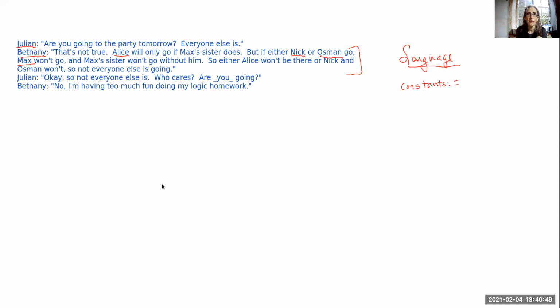Now, Julian and Bethany don't actually turn up in any of the things that they're talking about. So we can put constants for them in our language, but we don't necessarily need to. I'm going to focus on the ones that actually occur in the speech. So we have A for Alice, N for Nick, O for Osman, and M for Max. We've got conveniently mnemonic constants.